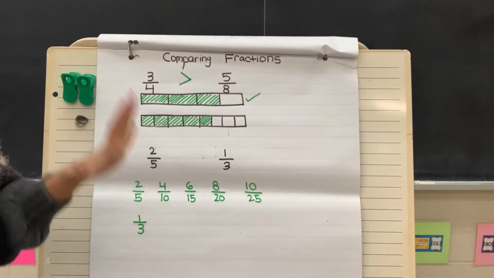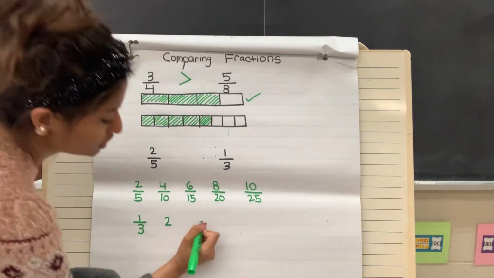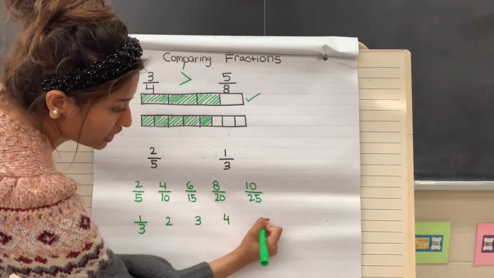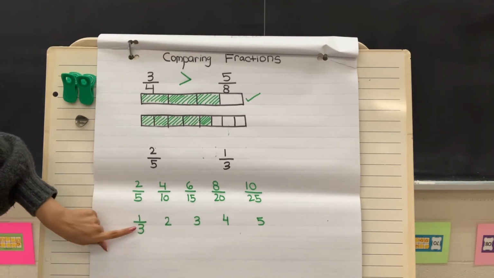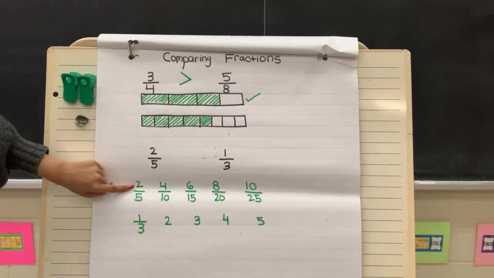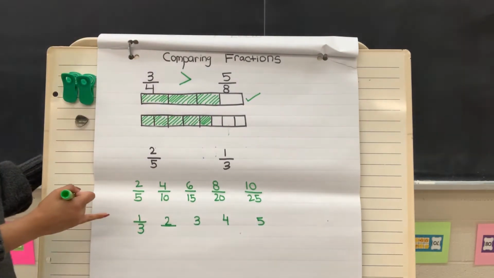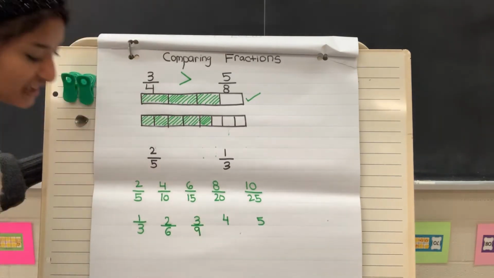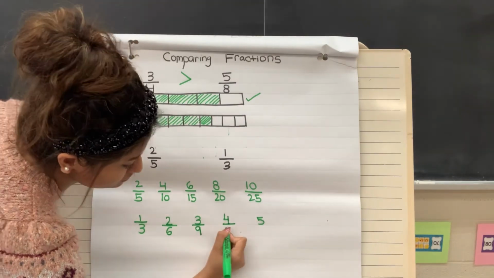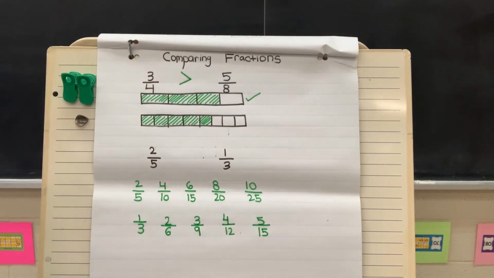Let's write down the first 5 multiples of the 1 times table. So I have 1, 2, 3, 4, and 5. These are my multiples of 1. I need to do the same with my denominator. Remember, whatever you do to the top, you do to the bottom. So I have my 3, now I need to list down the multiples of 3. So 3, 6, 9, 12, and 15. Stop yourself. Do you see any numbers that are similar?